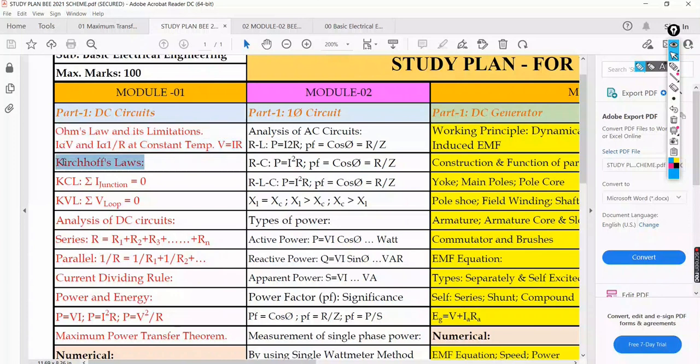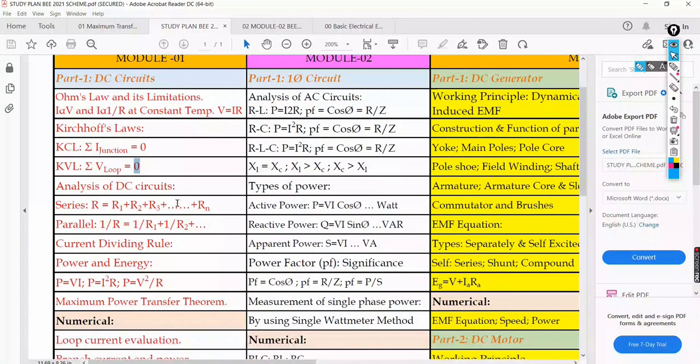Then Kirchhoff's laws. There will be Kirchhoff's current law and Kirchhoff's voltage law. The algebraic sum of currents meeting at a junction is always equal to 0. That you have to remember. Then with respect to Kirchhoff's voltage law, the algebraic sum of voltage drops and the EMF sources, by taking proper sign, is equal to 0. That is with respect to KVL.